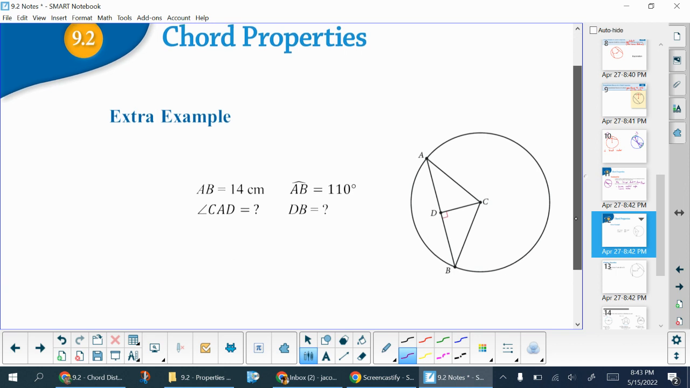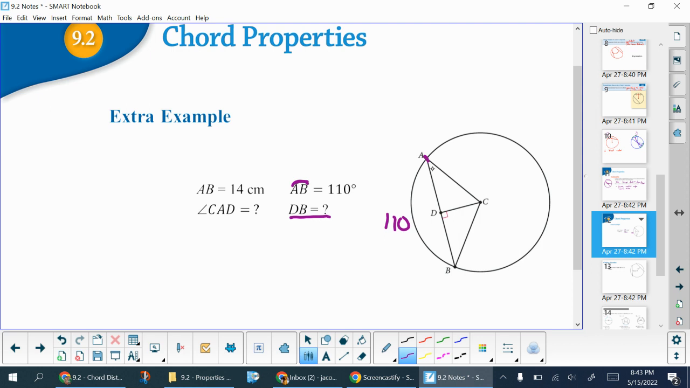Okay, so let's take a look. This is what some of your questions are going to look like. So we've got AB is 14. This is supposed to be arc AB is 110 degrees, so I'm going to put 110 out here. We want to find the measure of angle CAD and the measure of angle B or DB. So let's go with this one.